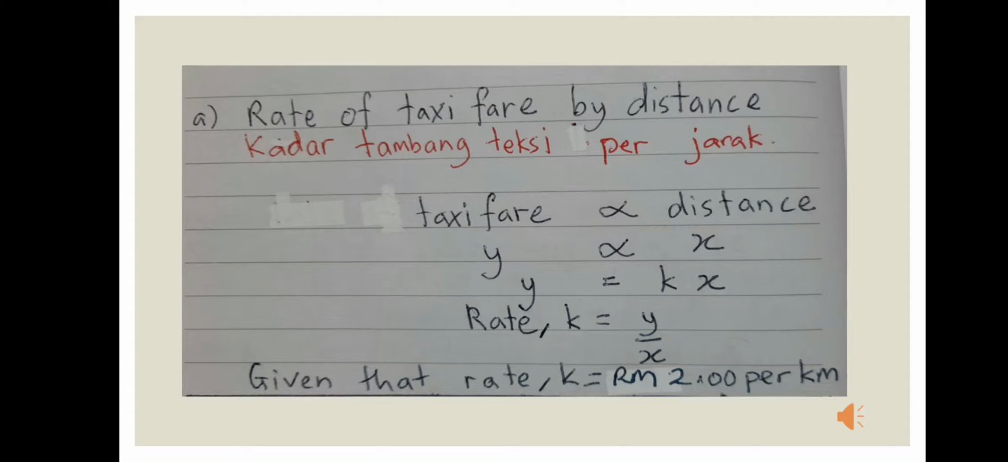We also may put an equation y equal to kx, where k is a constant and equal to y over x. Given that the rate k equal to 2 ringgit per kilometer, let's find out.